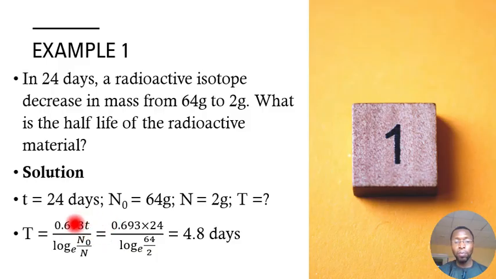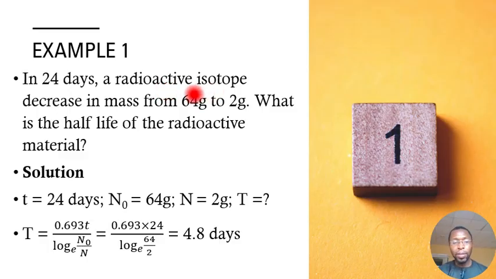So substituting the values, our small t is 24. So we have 0.693 times 24 over natural log of N0, which is 64, over N, which is 2. In our calculator, we have natural log, sometimes we call it ln. So if you punch the calculator with these values, we have our half-life, capital T, to be 4.8 days. So it will take 4.8 days for half of this isotope to decay.